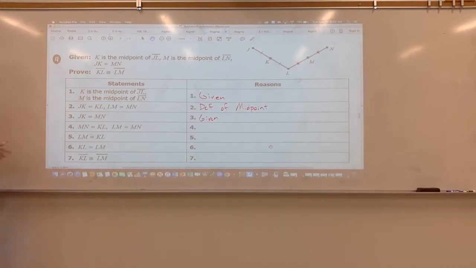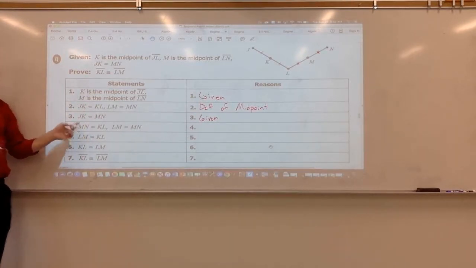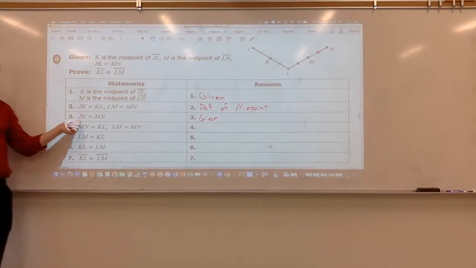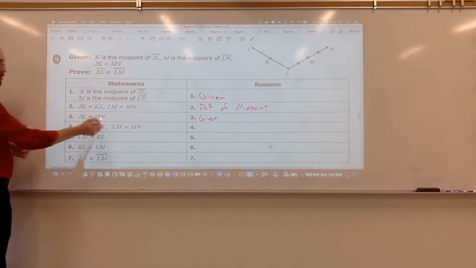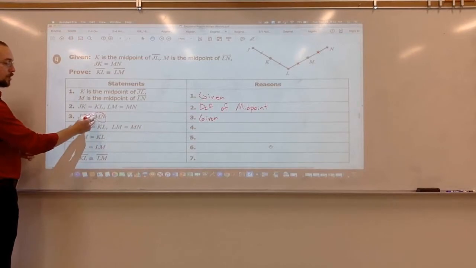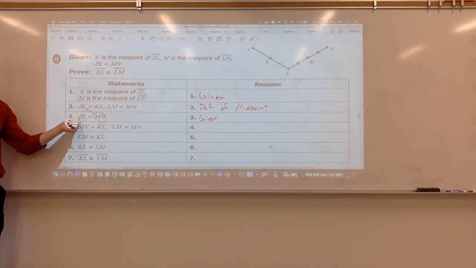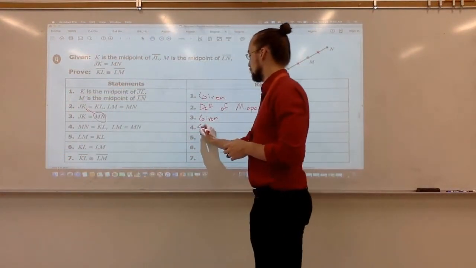So we could use substitution, right? If we look at these two statements, we're saying that JK and KL have the same length, and then JK and MN have the same length. So what we can do is substitute. They would have substituted MN in place of JK there. Since I know that those two things are equal, to say that MN is equal to KL. Could have also said transitive for that one. Transitive would also work.